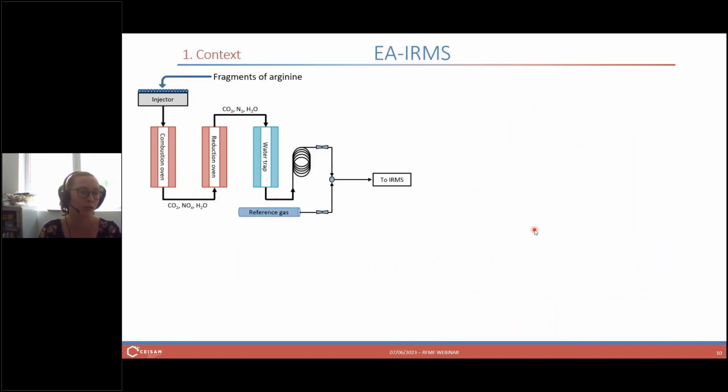Now that we have our fragments, we will do the isotope measurement. So we inject the different fragments in a combustion oven, where the organic matter is oxidized into gases like carbon dioxide, NOx, and water. Then the NOx will be reduced into dinitrogen, and the water will be trapped. All the remaining gases will be separated on a GC column, and they will enter into the spectrometer.